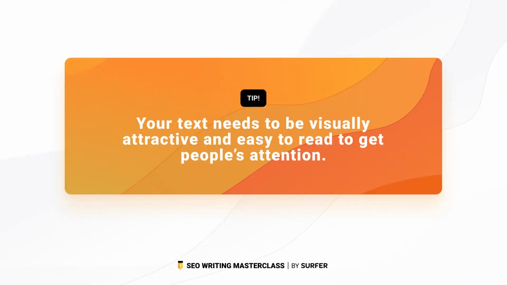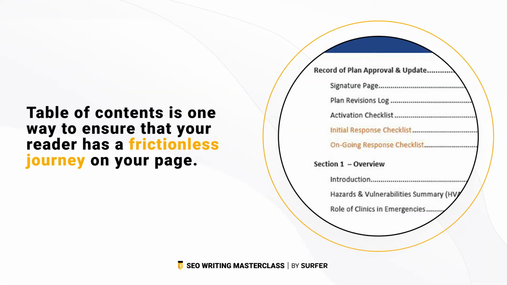Your text needs to be visually attractive and easy to read to get people's attention. One thing that every article should contain is a handy-dandy table of contents. This is one way to ensure that your reader has a frictionless journey on your page. If they can access the information that they're looking for without the hassle, they're more likely to stay on the page and read, but also they're more likely to come back.